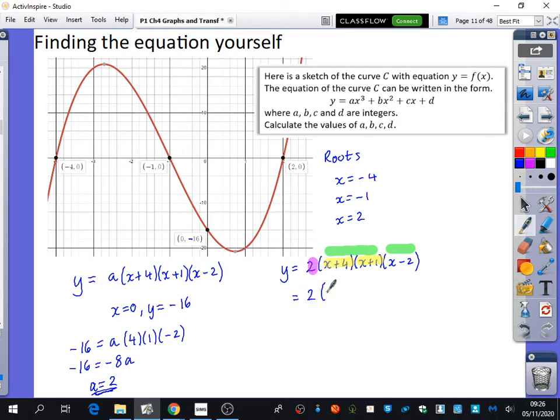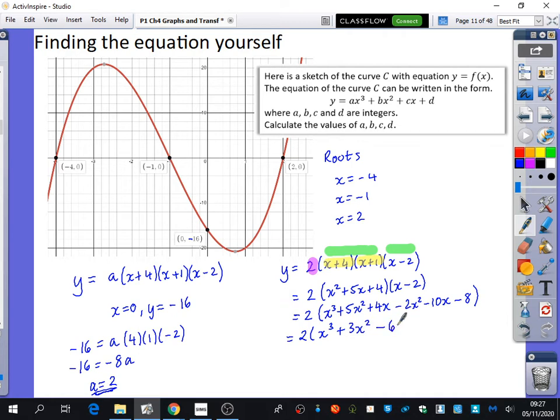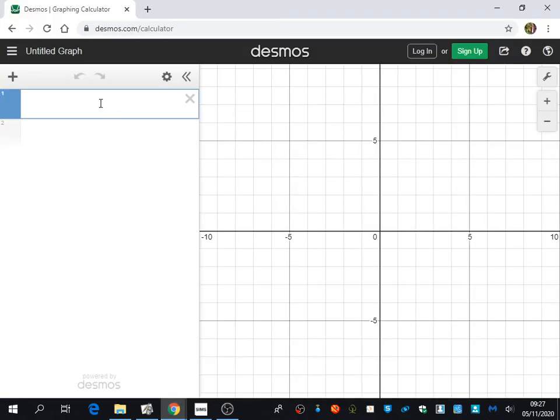So it's going to be 2 multiplied by, well, that's going to be x squared plus 5x plus 4. Then I'm going to multiply all of this by x. And then I'm going to multiply it all by minus 2. Then I'll simplify. And then I'll double it. And whilst you finish doing that expanding, I'm going to type it on Desmos and see if we get exactly the same graph that I've just got there, okay? So that's 2, 6, minus 12, minus 16.